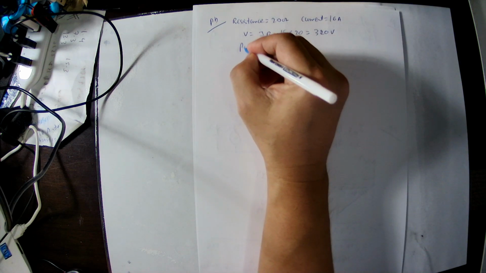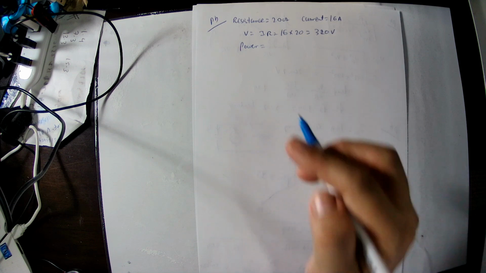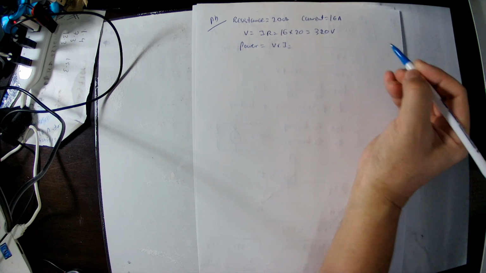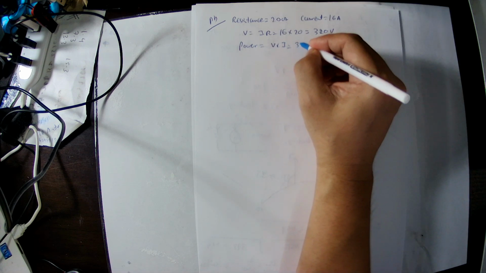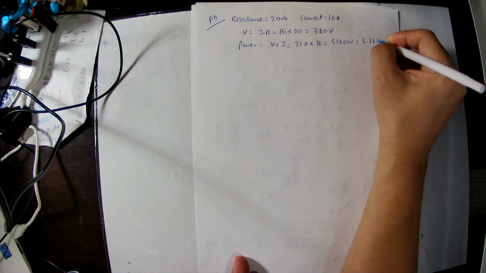We also need to calculate power. Power equals voltage times current, V into I. So voltage is 320, current is 16. 320 multiplied by 16, you get 5120 watt or 5.12 kilowatt. This is how we calculate the power for this problem.